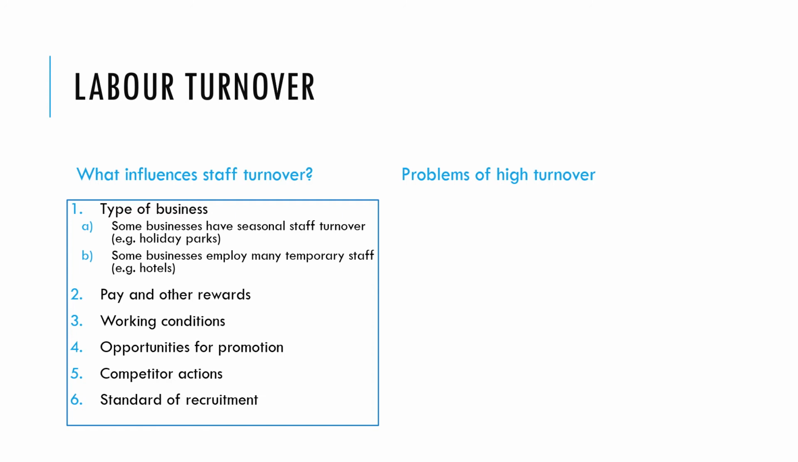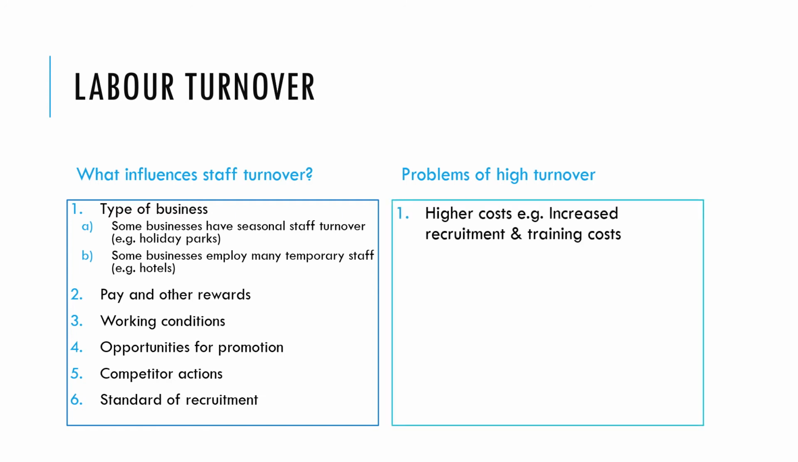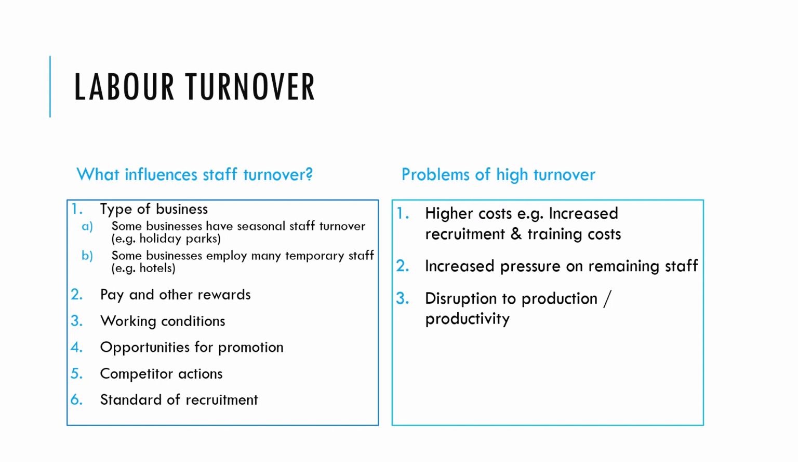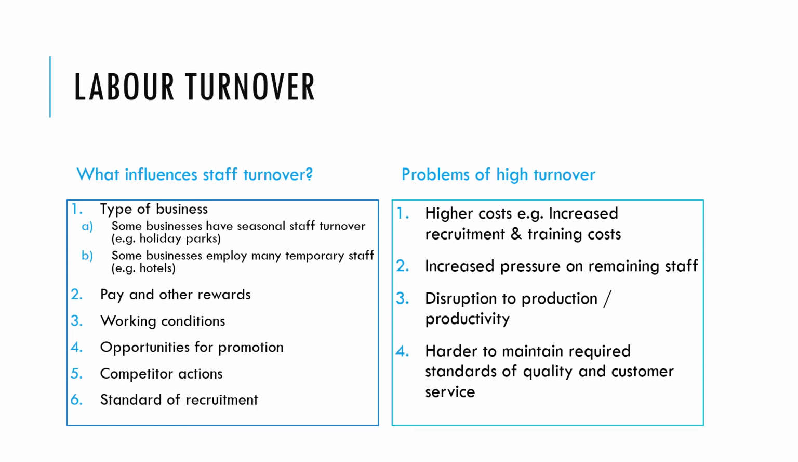So what might be the problems? What are the problems associated with high labour turnover? Well, one of the main ones is it's going to cost a lot. So if you keep losing staff and getting new staff, and you have to recruit and train all those new staff, that's going to increase the costs. There's going to be increased pressure on remaining staff to pick up the slack or to cover for the people that have left. It might disrupt the everyday workings of the business and the production process. And it's going to be hard to maintain quality standards and also things like customer relationships. If you've got a good working relationship with a customer and then your staff are leaving, the quality of that relationship might suffer.